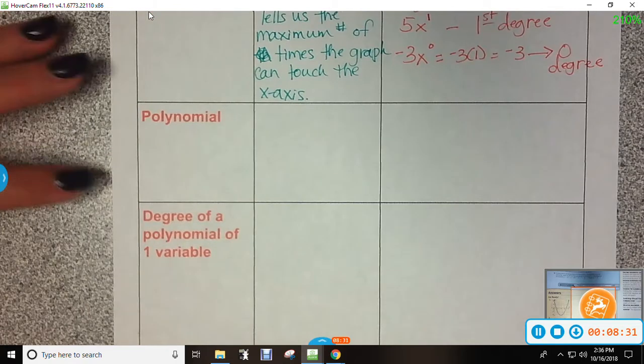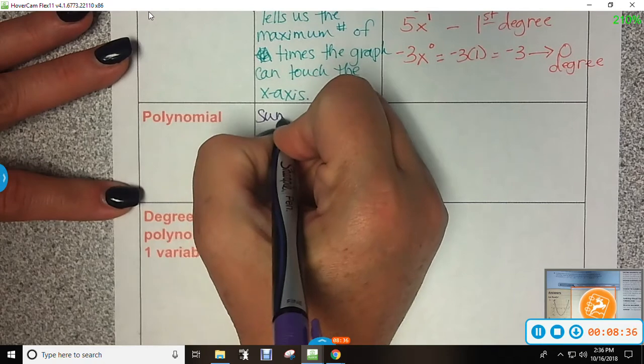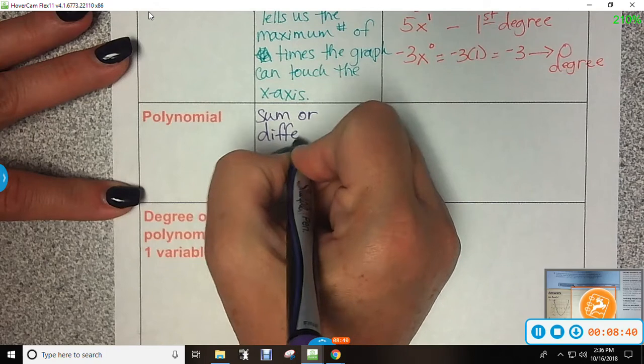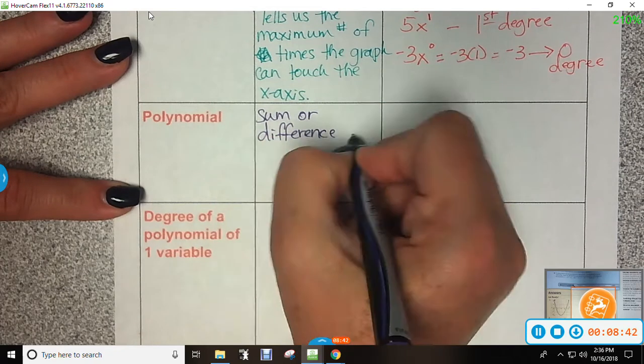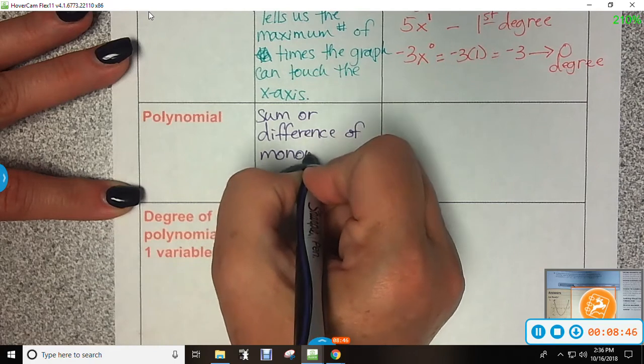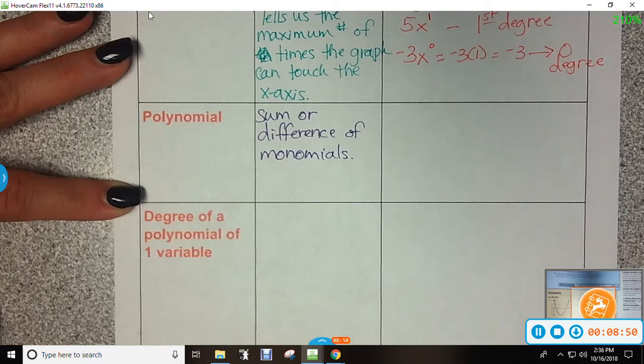Alright, for a polynomial, that is the sum or difference of monomials. Okay, so once again I'm going to give you some examples and then we'll come back and discuss them.